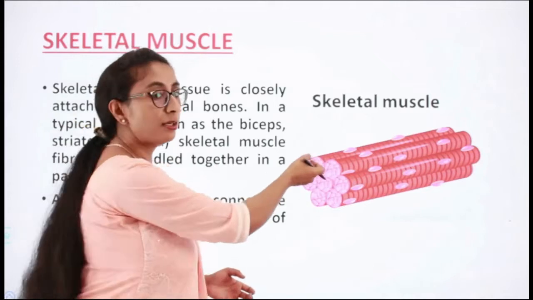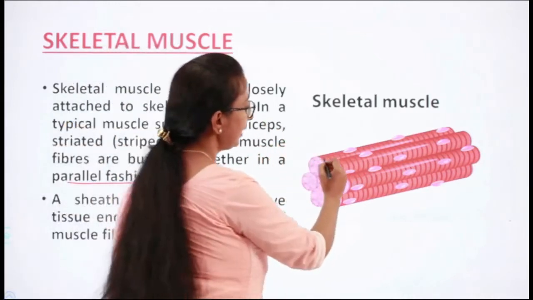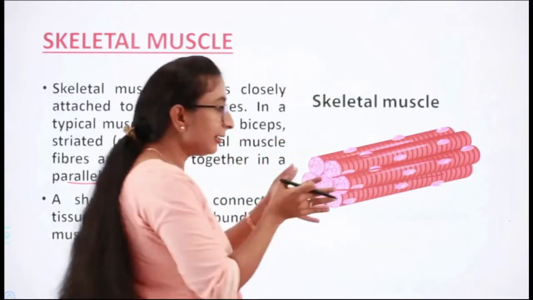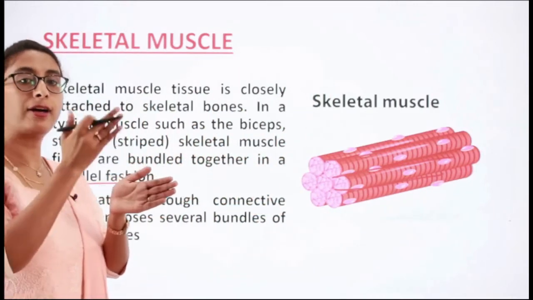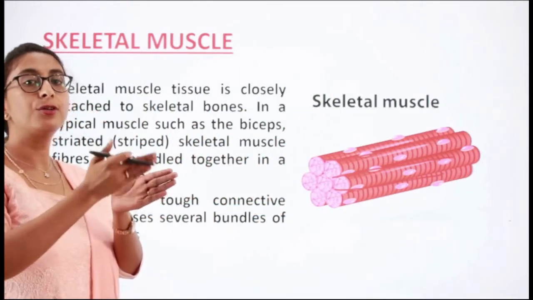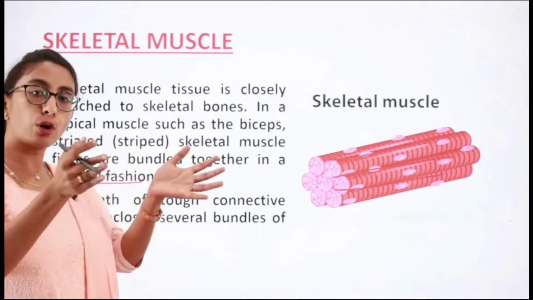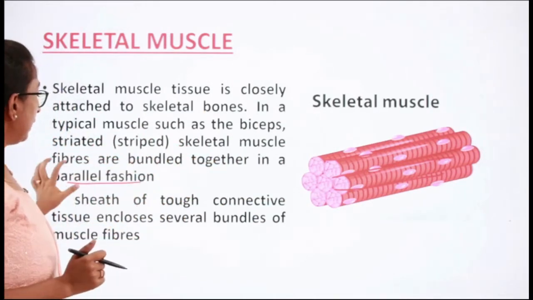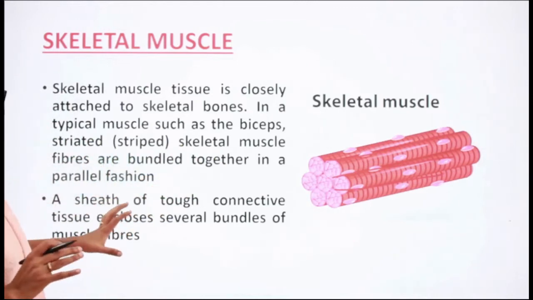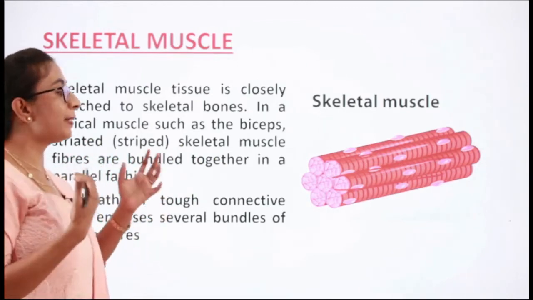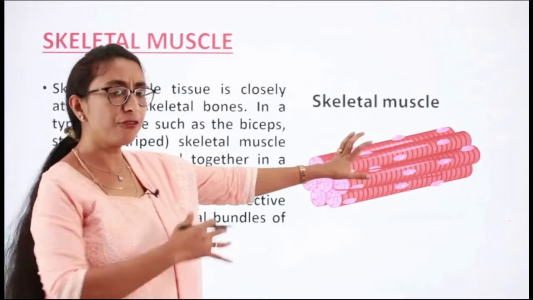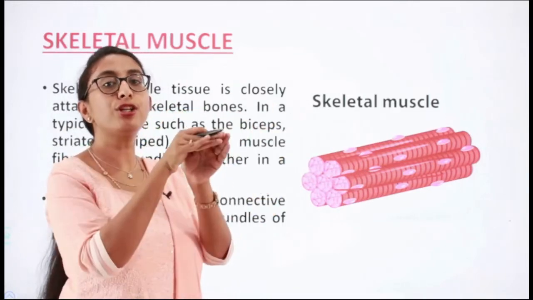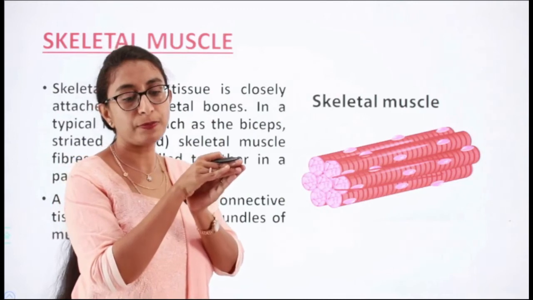You can see here, right? So these are individual muscle cells which are bundled together. That is, one is arranged in parallel to the other. So in a parallel fashion, all of them are arranged together to form a bundle. Okay. Then a sheath of connective tissue encloses several bundles of muscle fibers. So like this, several bundles of muscle fibers will be enclosed within a sheath of connective tissue.